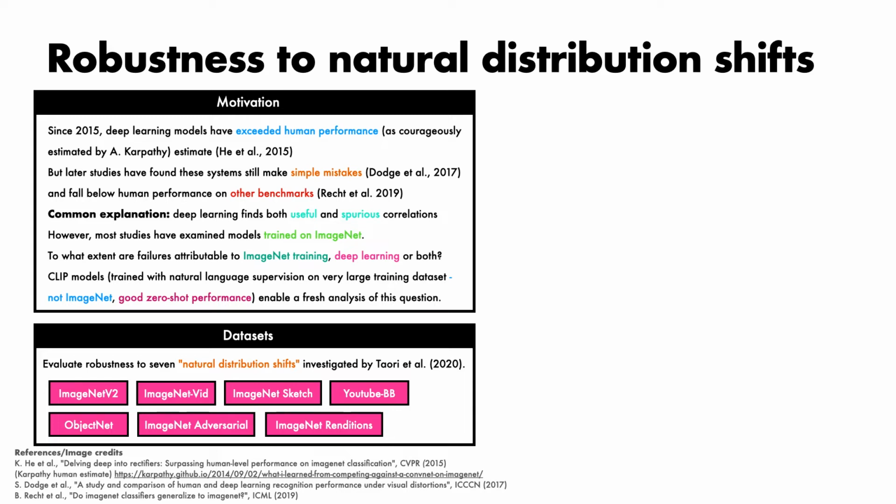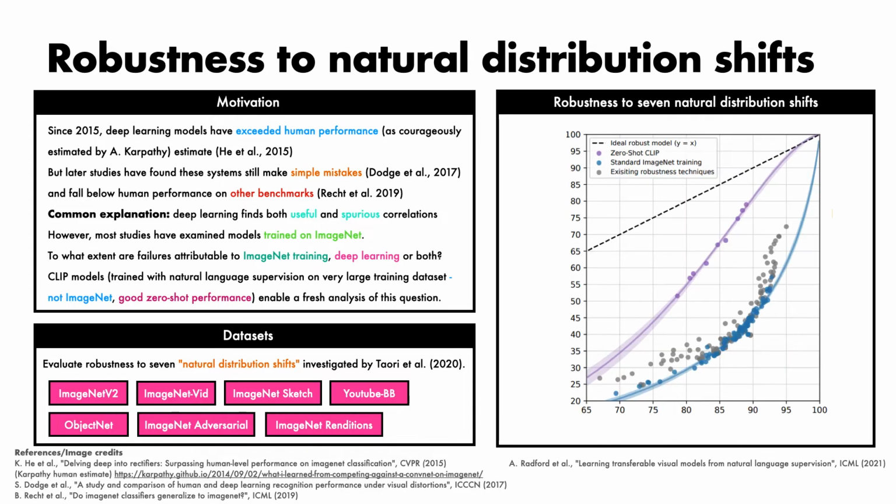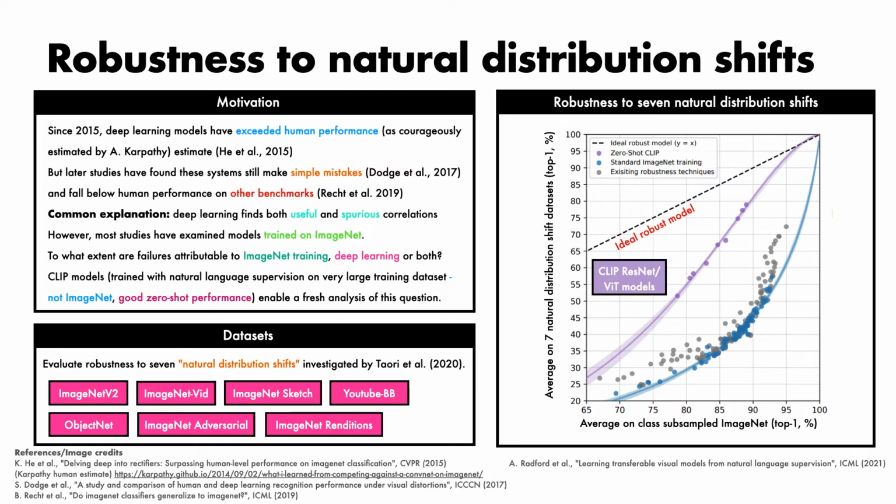An analysis of CLIP robustness across these shifts is shown here, where on the x-axis we have average top 1 accuracy on class subsampled ImageNet, and on the y-axis we have average top 1 accuracy across the 7 datasets. The dashed line indicates an ideal robust model. Comparing to prior models trained on ImageNet, highlighted in blue, and existing robustness techniques, shown as grey dots, the family of CLIP, ResNet, and ViT models, shown here in purple, are quite significantly more robust.